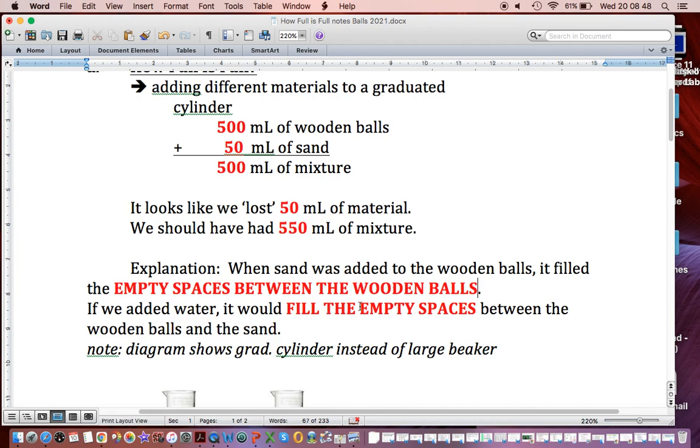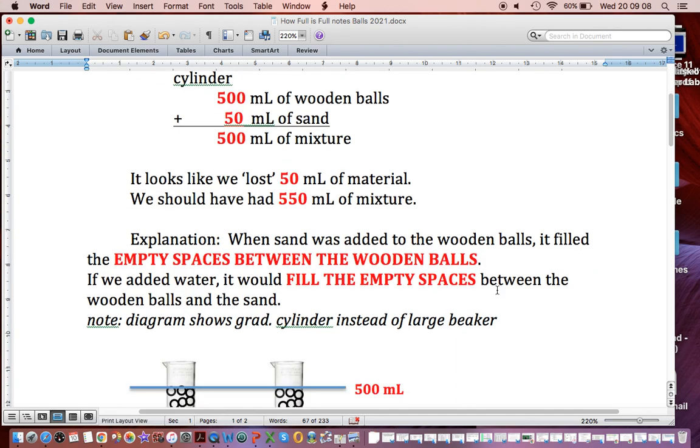And that means the sand could fill in those empty spots. Well, it turns out there's actually empty space between the sand. So if we added water, we could add water and not increase the overall volume of the mixture, because the water would fill in the empty space between the wooden balls and also between the grains of sand.